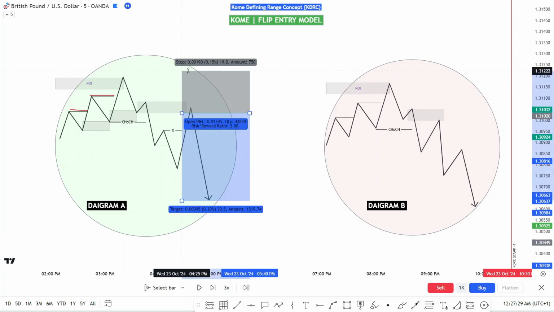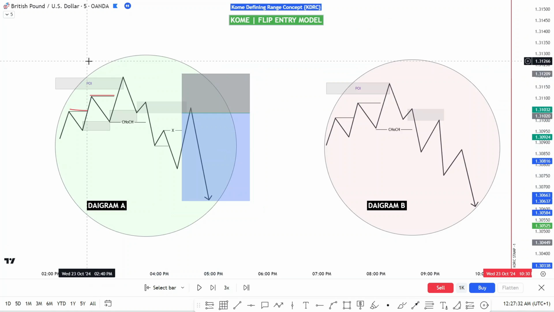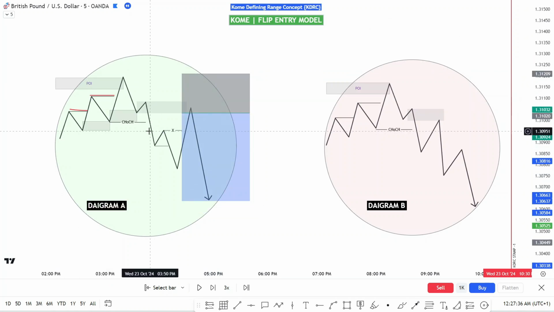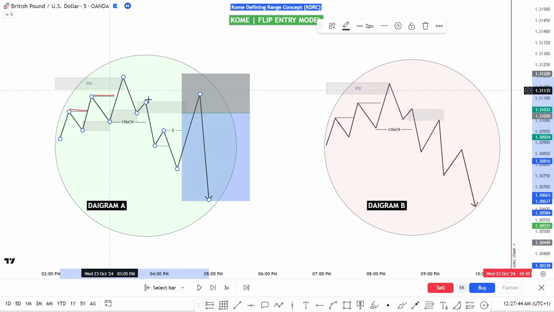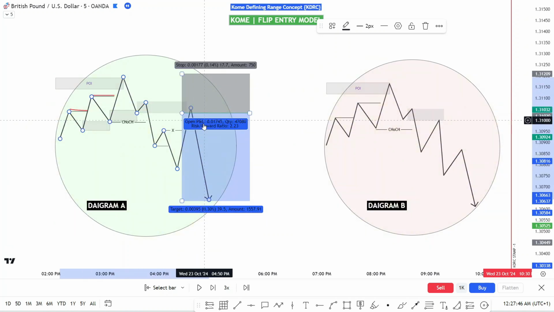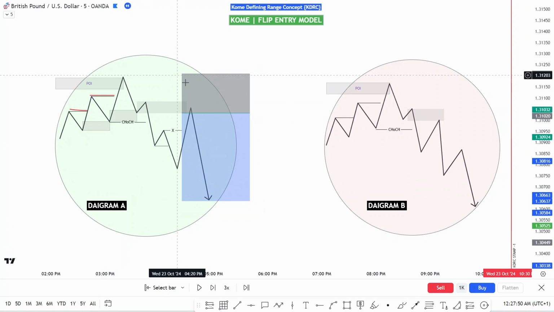The reason is simply because most times it could escape you, and you will think this is the inducement, whereas this could be the inducement, and price comes, takes this out, reacts from your point of interest again, and continues to the downside. So the safest thing to do is to please take your entries like this. Now let's go to diagram B.